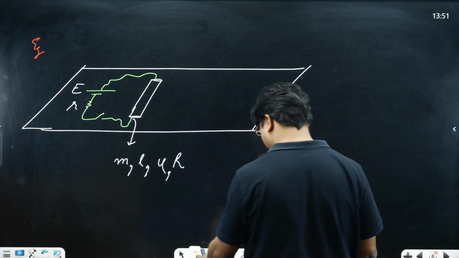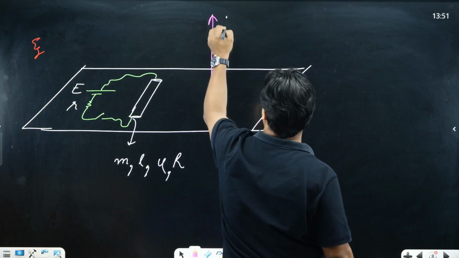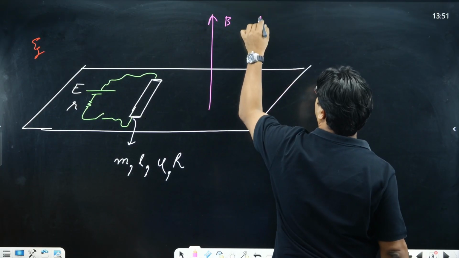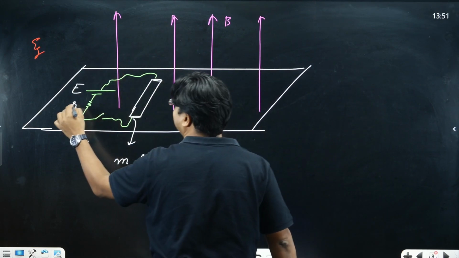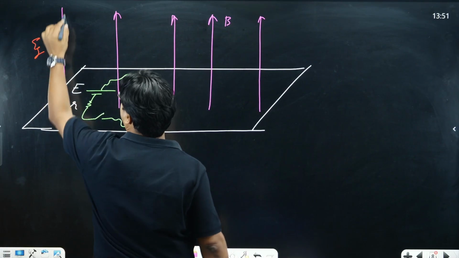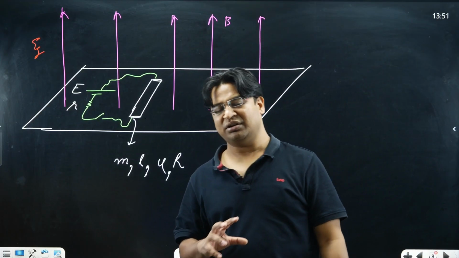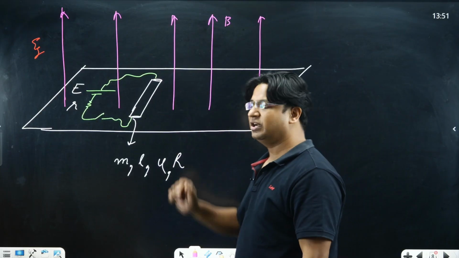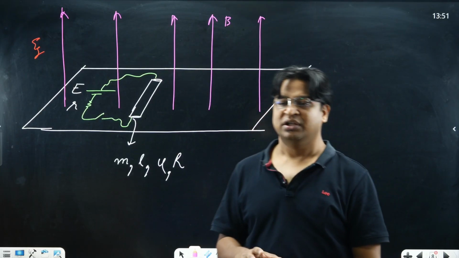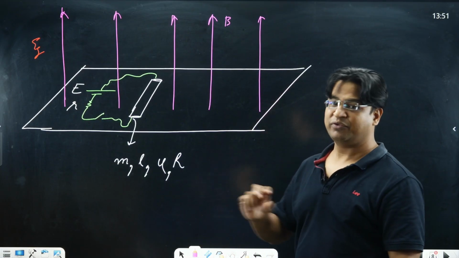And what I have done is that I have applied a vertical magnetic field in this room. Wherever this setup is present, in this room, there is a vertical magnetic field of value B. So now, are you able to imagine how this rod can move? The moment we close the switch, there will be a current in the rod, and the rod is already present in a magnetic field.